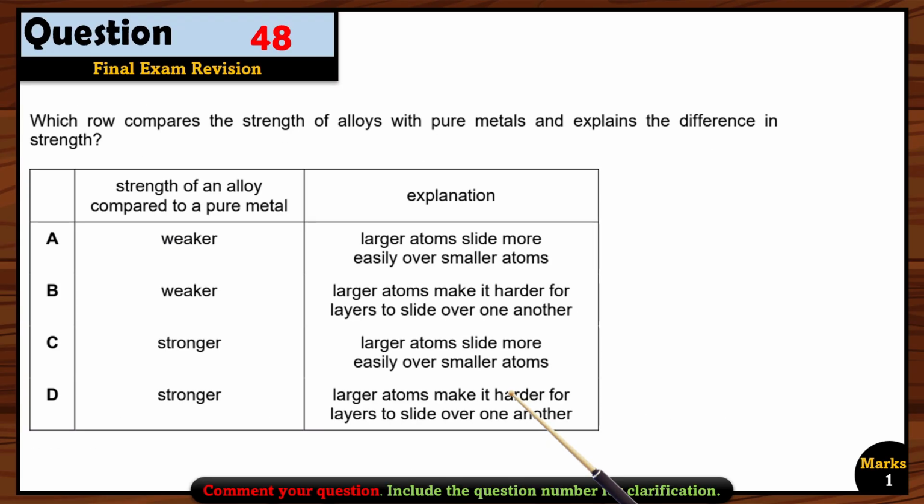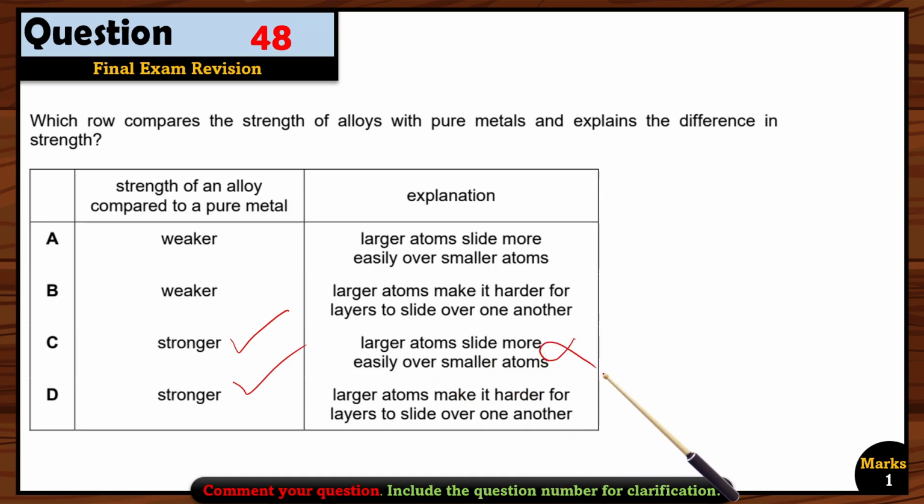Let's see another question. Which row compares the strength of alloy with the pure metals and explains the difference in the strength? Okay, so the strength of an alloy is always stronger. That's why we make alloys, because alloys are stronger than the pure metals from which they are made. Now how can we explain their strength? Because the large atoms slide more easily over small atoms.